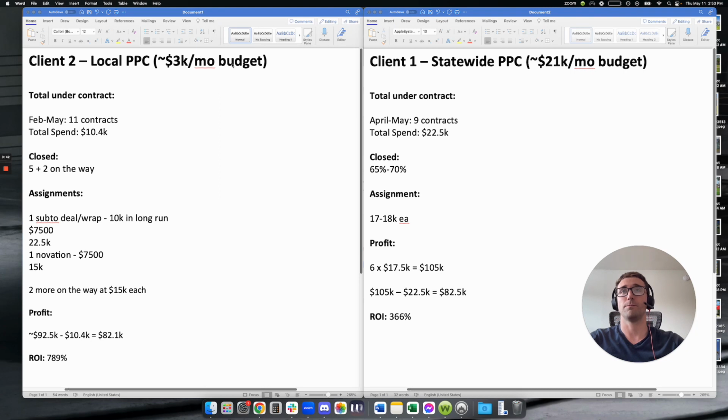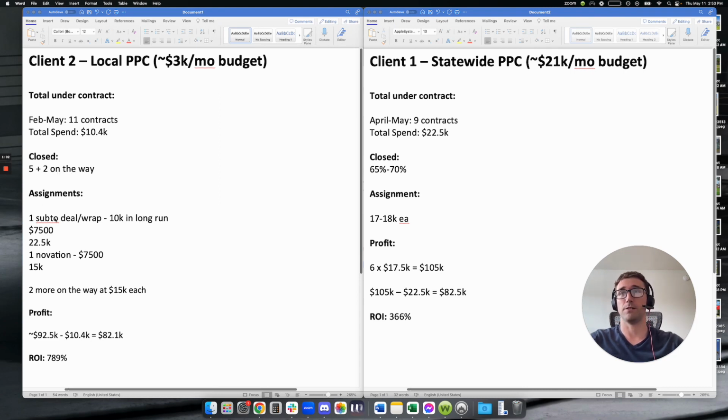But we've got local, and they're spending just under $3,000 a month, I think, at this point. Basically, this is just for February through May. They had 11 contracts. Total spend is about $10,400. They've already closed five, and those are listed down here. And they have two on the way that should close pretty soon.